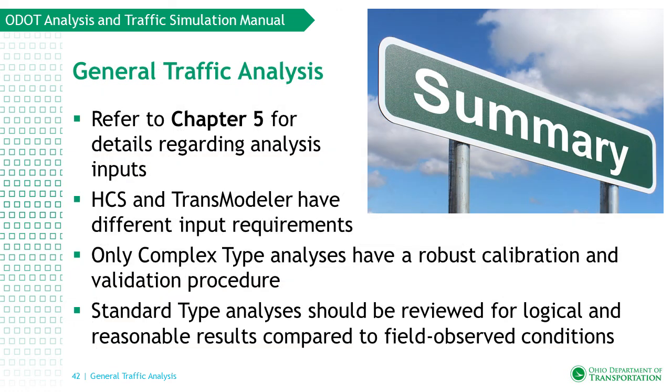All of the information presented in this module is detailed in Chapter 5 of the OATS manual. It is important to remember that HCS and Transmodeler have different input requirements. Only complex type projects require a robust calibration and validation process. However, standard type projects should be reviewed for logical and reasonable results compared to field observed conditions.